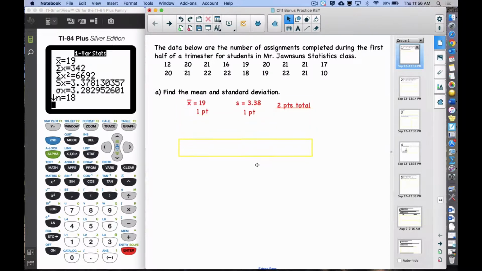Just remember that for standard deviation, we want the SX, always. If SX is there, we use it. We do not use the sigma one. And it would just be a point for each value for part A.